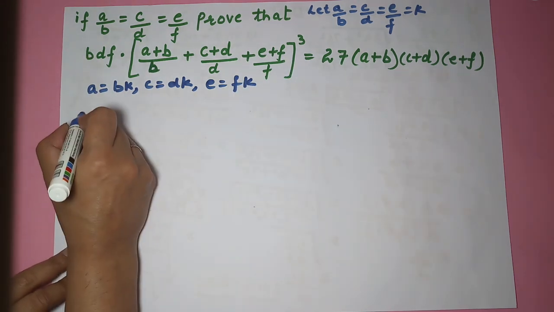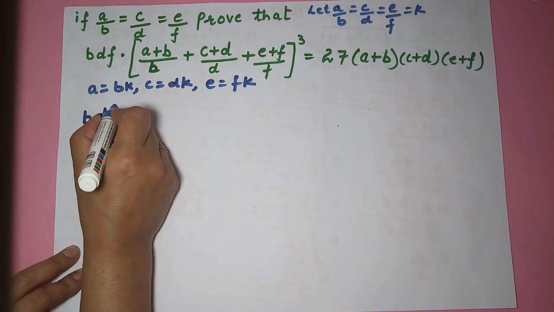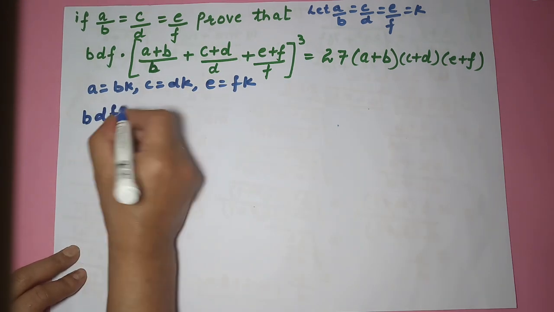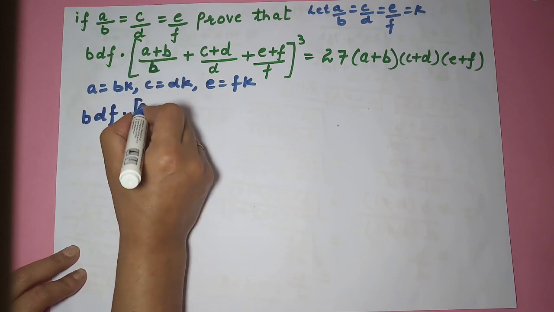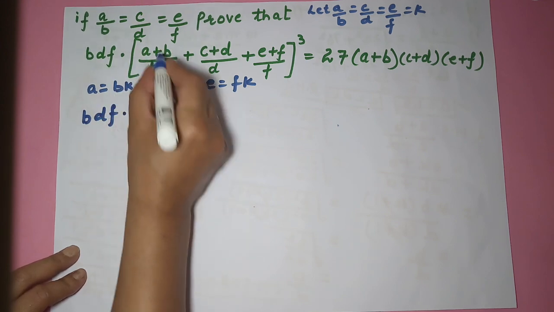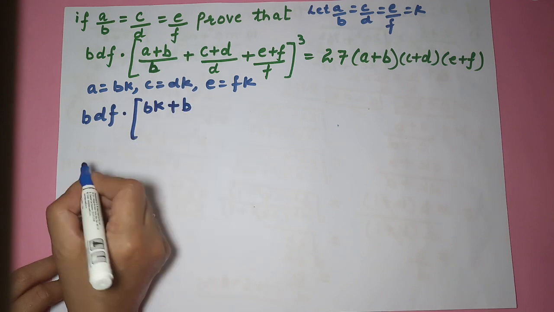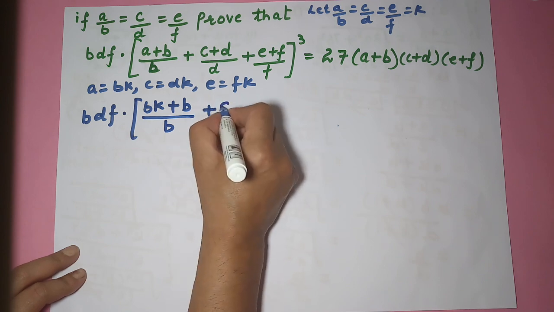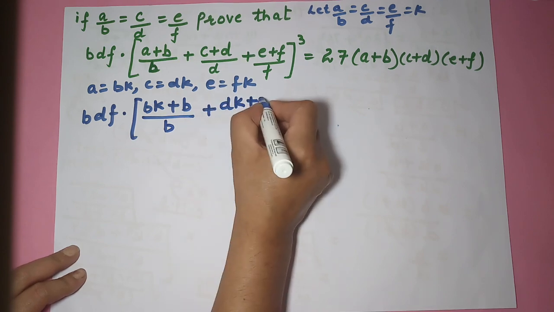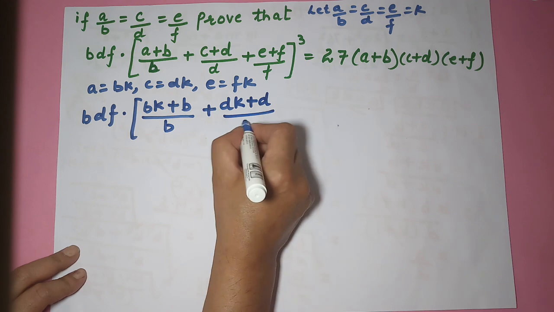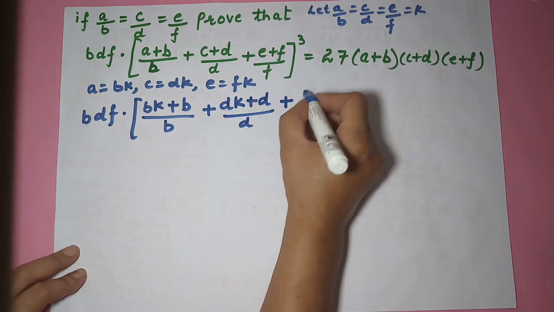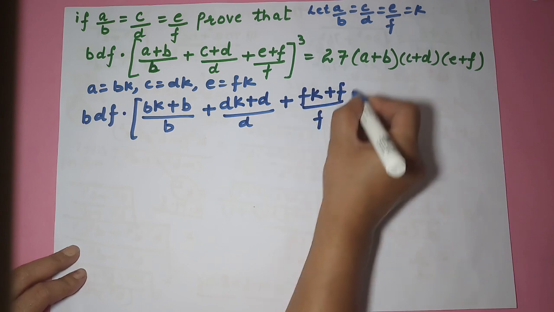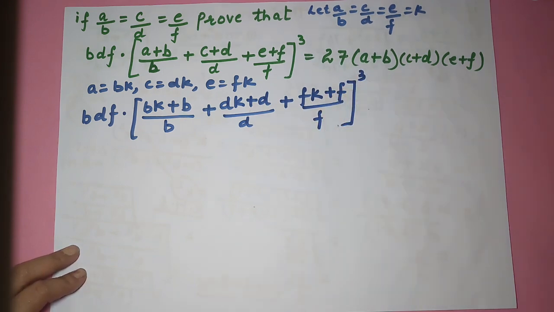What is my left hand side? I have B into D into F. I'll write them as it is. Why? Because I don't have to replace them. Then here in place of A I'll write BK, then plus B. I don't replace B, and then I have B here also. So C I can replace as DK, and then I will write D as it is divided by D plus E I can replace as FK plus F and then F, and this is happening inside the whole cube.